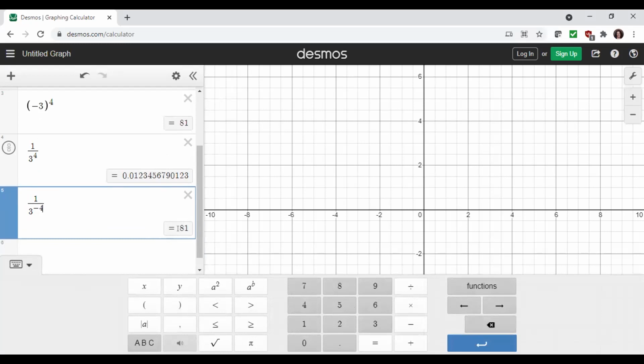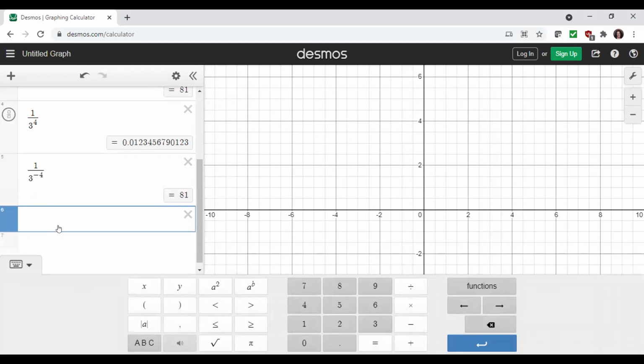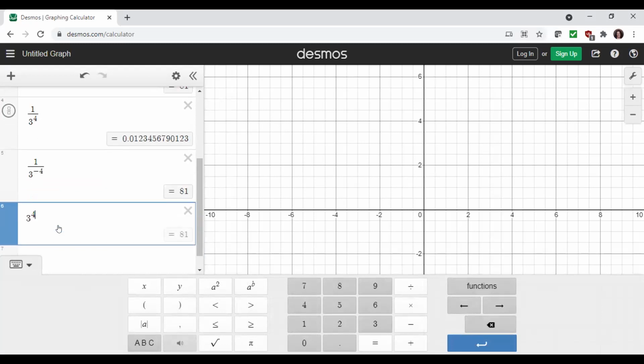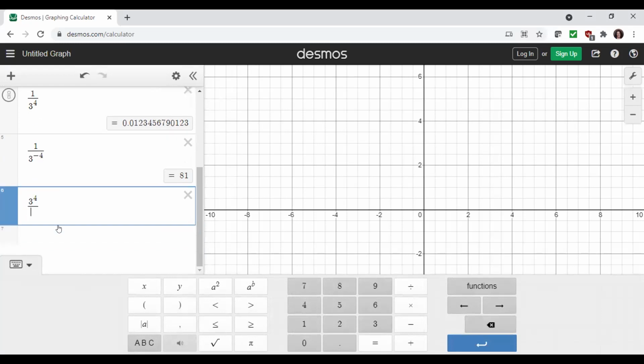Now this one, it ends up being a whole number because recall, if you have a negative exponent, it moves it to the other side of the fraction. And so what it really is saying is it should just be 3 to the 4th power divided by 1. And if you recall, anything over 1 is just itself, so you don't have to write it again, but you can.